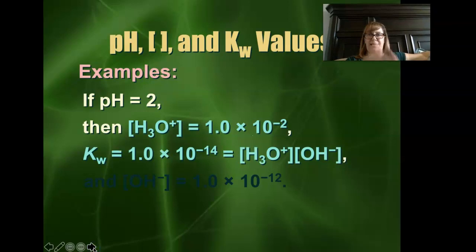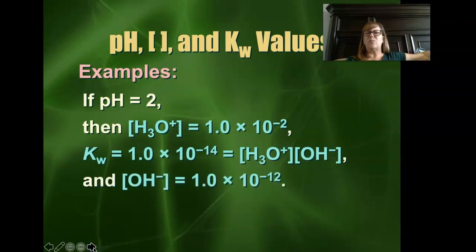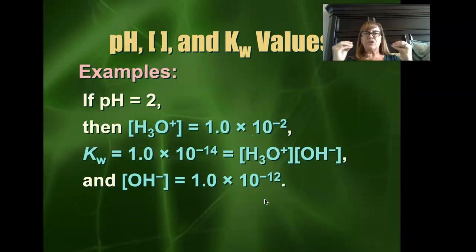Well, I know that Kw equals hydronium times hydroxide. I'm sorry, 1 times 10 to the negative 14th is Kw. I misspoke. I'm going to put in my hydronium, which is 1 times 10 to the negative 2, and I will find out that my hydroxide ion concentration is 1 times 10 to the negative 12. So all of these things are interrelated, and you can mathematically go from one thing that you know to the next.